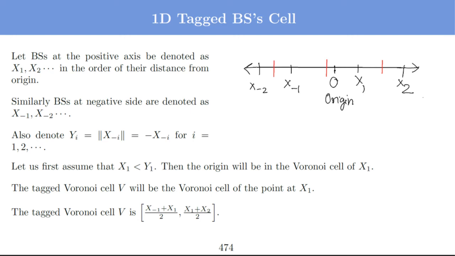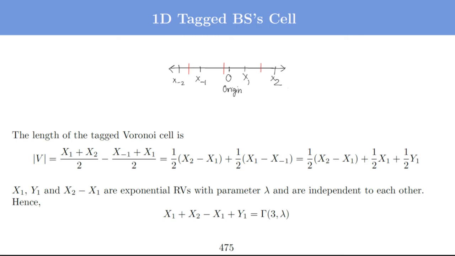Okay, now what we want to do is to calculate the area or length of this Voronoi cell. Remember, in 2 dimensions it is the area, in 1 dimension it is the length of the tagged cell. The length of this tagged Voronoi cell is equal to the right hand limit, which is x1 plus x2 by 2, minus the left hand limit, which is x minus 1 plus x1 by 2. Now you can see this x1 will cancel, but we are not cancelling it. The reason will appear shortly. So now this can be written as half of x2 minus x1 plus half of x1 minus x minus 1.